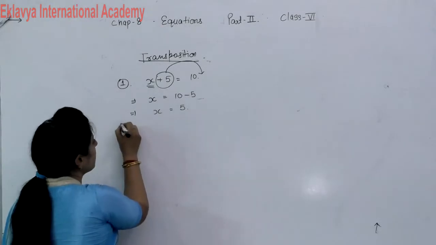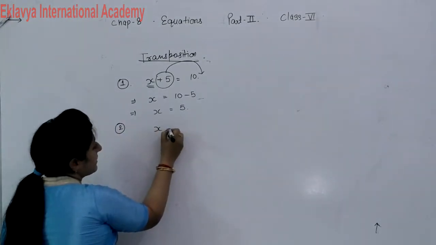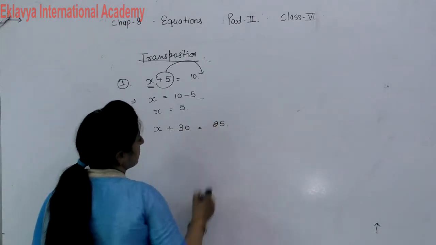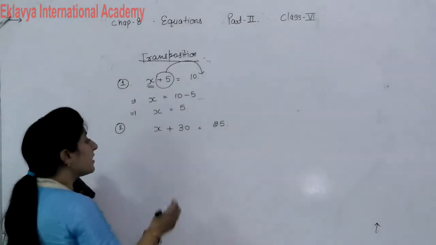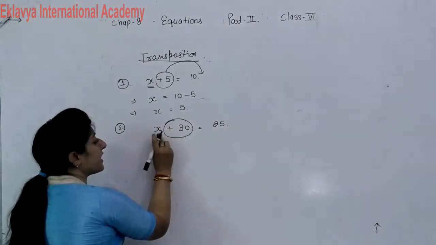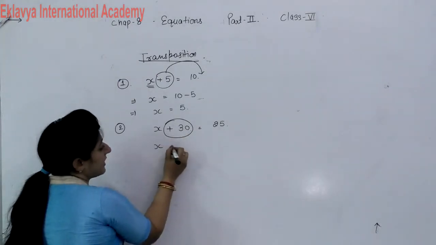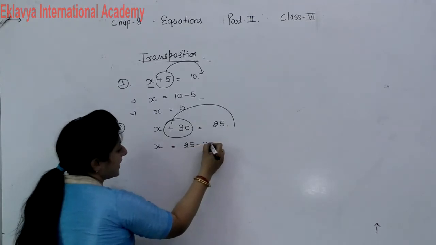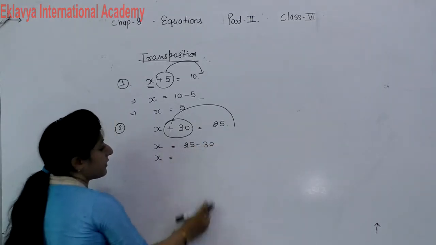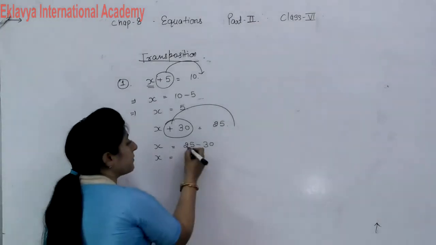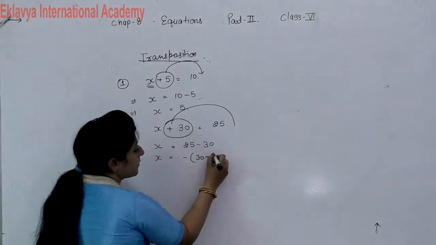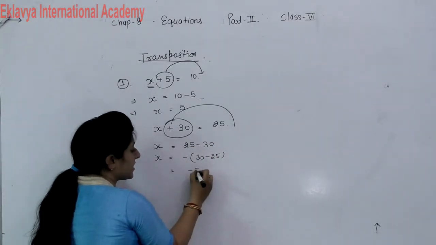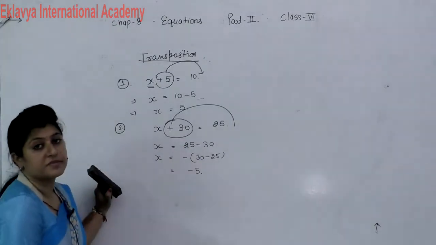Take another example: suppose x plus 30 is equal to 25. Here the variable has an addition, so when we change the side we take the negative sign. Then x is equal to 25 minus 30. Which one is greater? The minus value is greater, so the sign is minus, and the answer is minus 5.